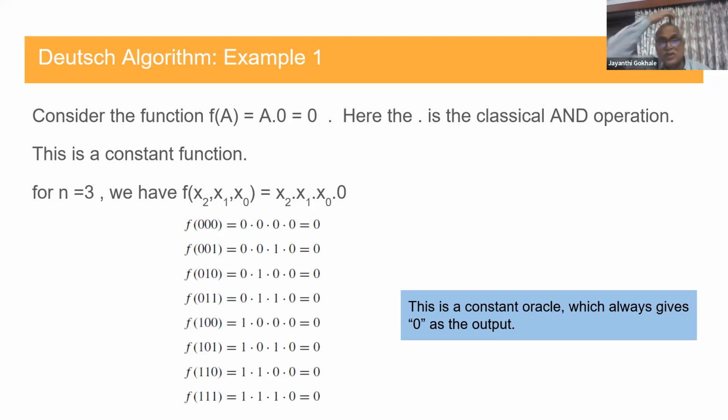Whereas if you have an XOR, then obviously you have a balanced type of gate. For half of the inputs it could be 0, for the other half it could be a 1, and so on and so forth. So this is a classic example of a constant function. If I take n equals 3, I'll have all these combinations. So this function is x2 AND x1 AND x0 AND 0. This is my implementation, and this implementation always yields a 0. So this is a classic example of a constant oracle giving an output equal to 0.